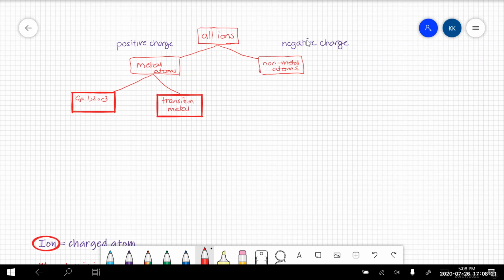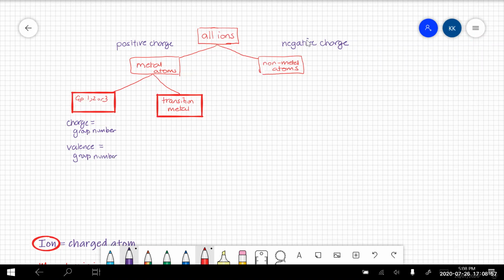And you'll always have a periodic table in front of you, so you can look at that. And if we have group 1, 2, or 3, then the charge is the same as the group number. So everything in group 1 has a +1 charge, everything in group 2 has a +2 charge, and everything in group 3 has a +3 charge. And its valence is its charge, so our valence is equal to its group number as well.